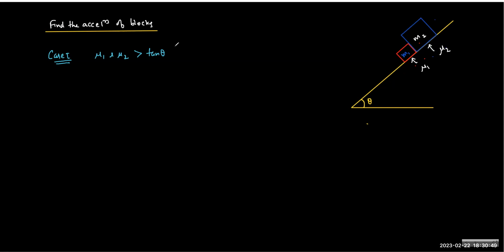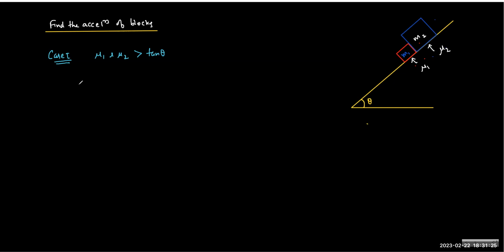So what will happen? Tell me. If mu1, mu2 both are more than tan theta, it means the surface of the plane will keep both the blocks at rest respectively. So will they press each other? Yes or no? No, sir. Both the blocks will not press each other. They will remain at their respective places without pushing each other because the friction is sufficient to hold them at their respective places.